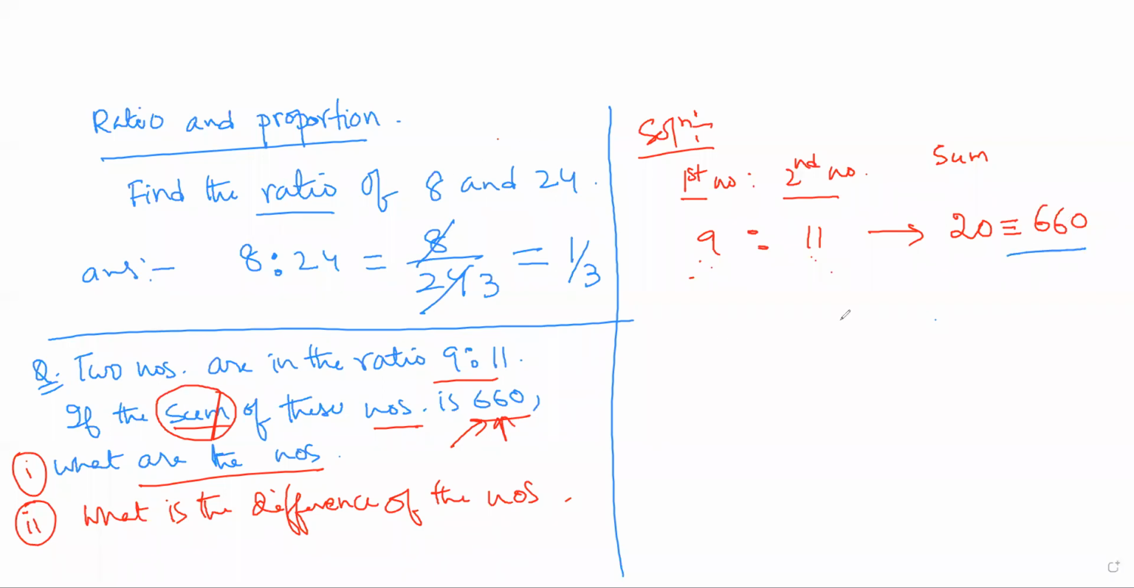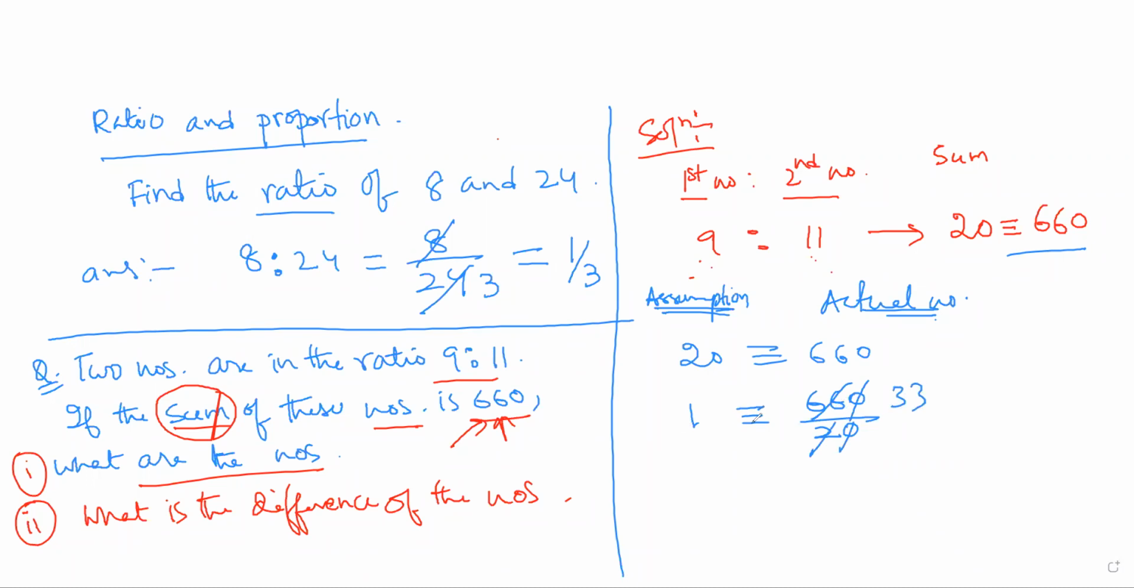So 20 is 660, and this is the actual figure, while this is our assumption. Now 20 is equivalent to 660, so 1 is equivalent to how much? 660 divided by 20. If you cancel this, 1 is equivalent to 33, right? So the value of 1 is 33.